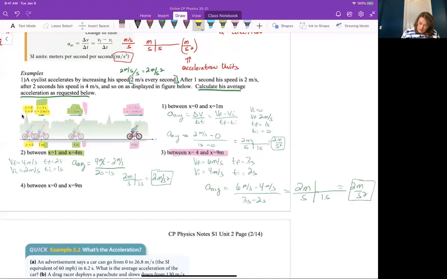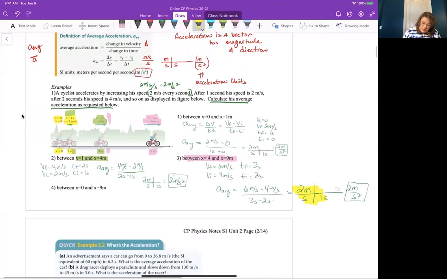Why am I doing this right here? I'm showing you how to make sure your units work. Okay. All right, let's do the last one.